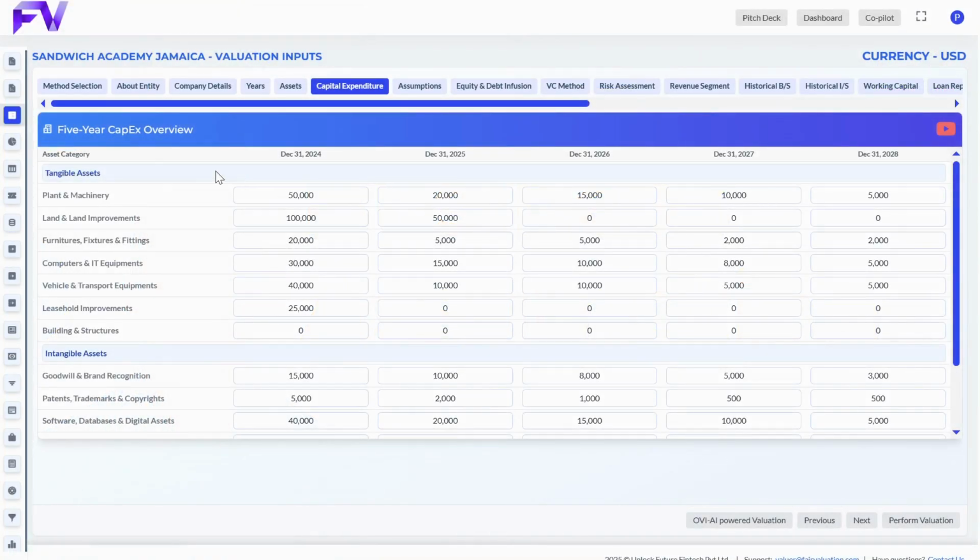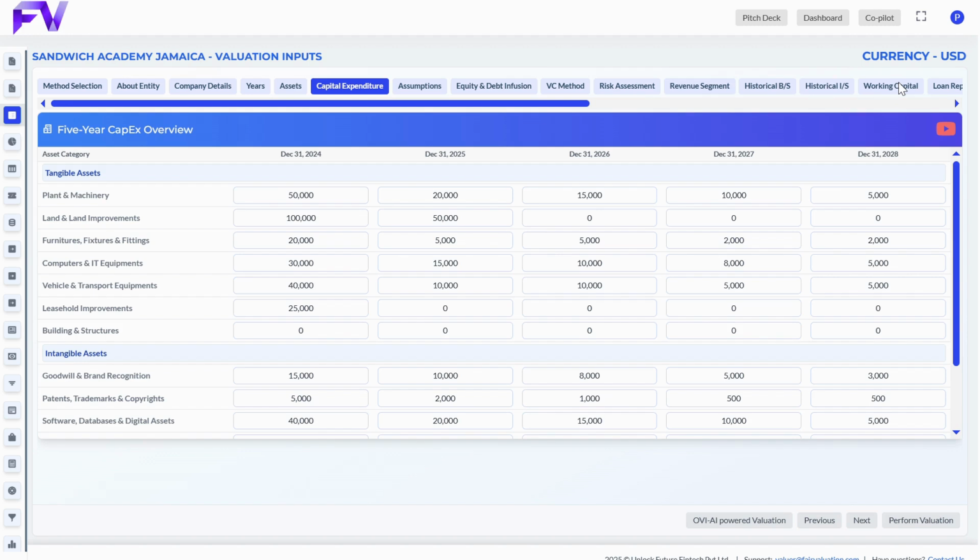Capital expenditure assumptions. The assets are classified into tangible and intangible assets. Some common examples include furniture and fixtures, computers and software, office equipment, goodwill and brand recognition, patents, trademarks and copyrights, etc. Any other business-specific assets.